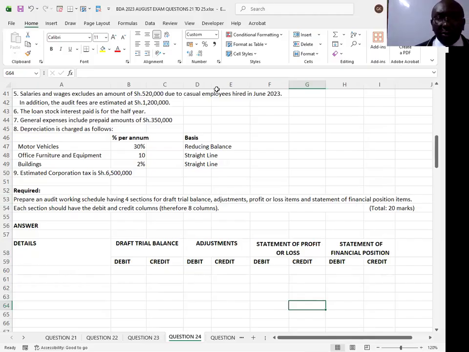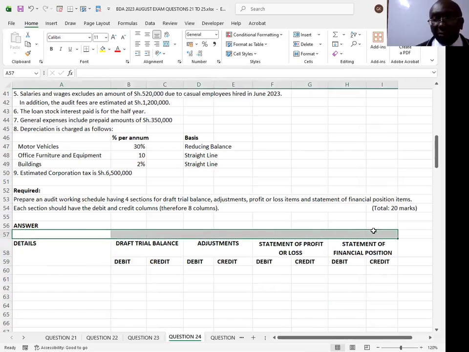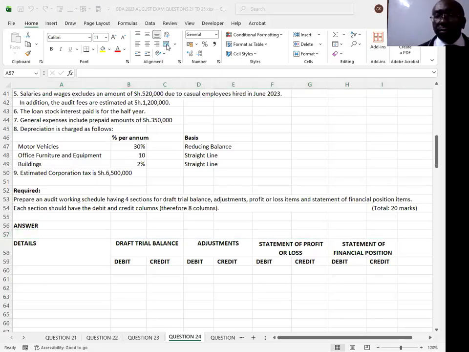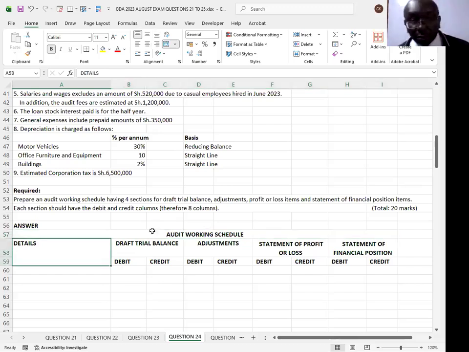So what you do next now, this one we can merge the whole of it up to there, and we call it audit working schedule.